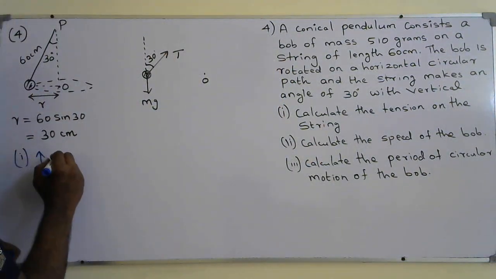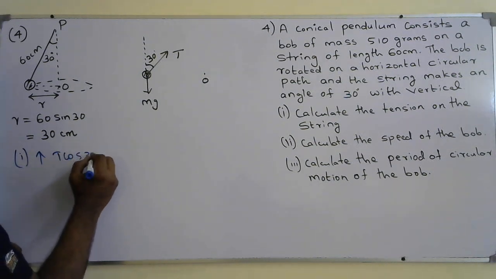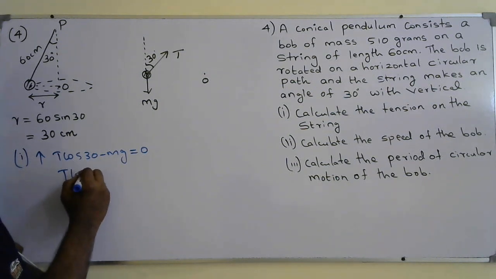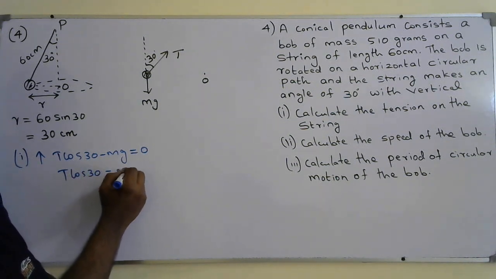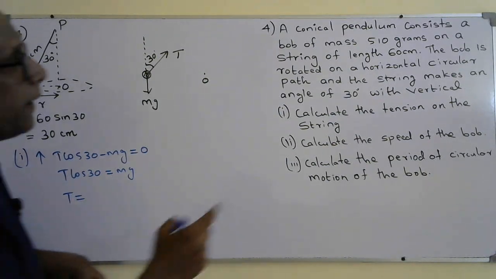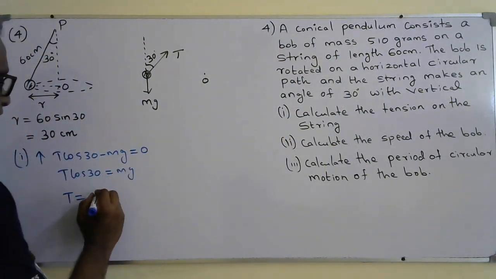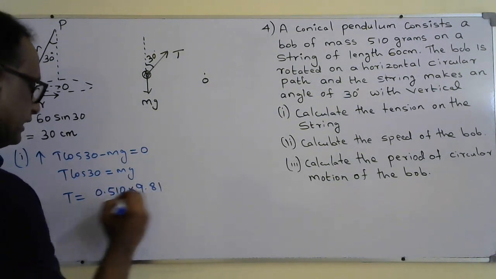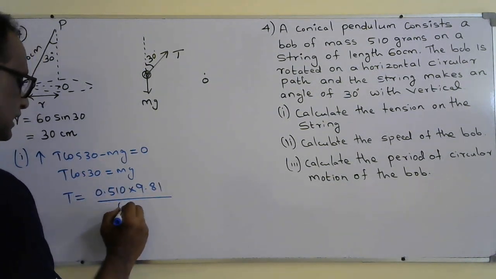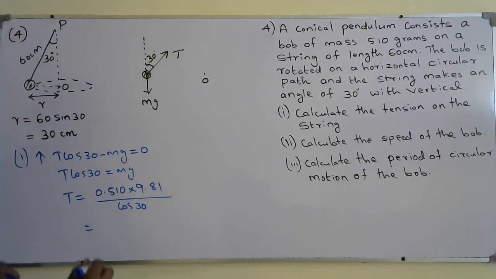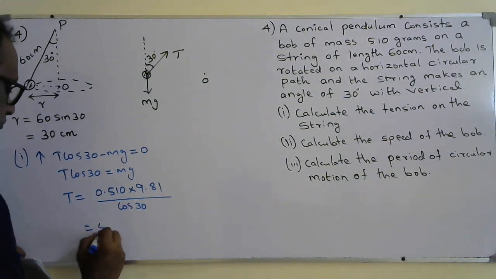So that means T cos 30 minus mg equal to 0. So T cos 30 equals mg. So T will be equal to, the mass of the bob is given as 510 grams, so convert to kilogram, 0.510 into 9.81 divided by cos 30. So tension will be equal to 5.78 Newton.